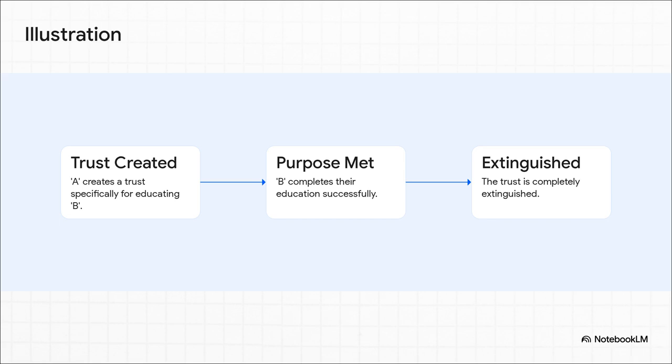And contrast this simple fulfillment with a scenario where A creates a trust for an illegal purpose, like smuggling contraband. In that case, the trust doesn't even begin. It immediately becomes void. Always anchor your theoretical points with these statutory illustrations.